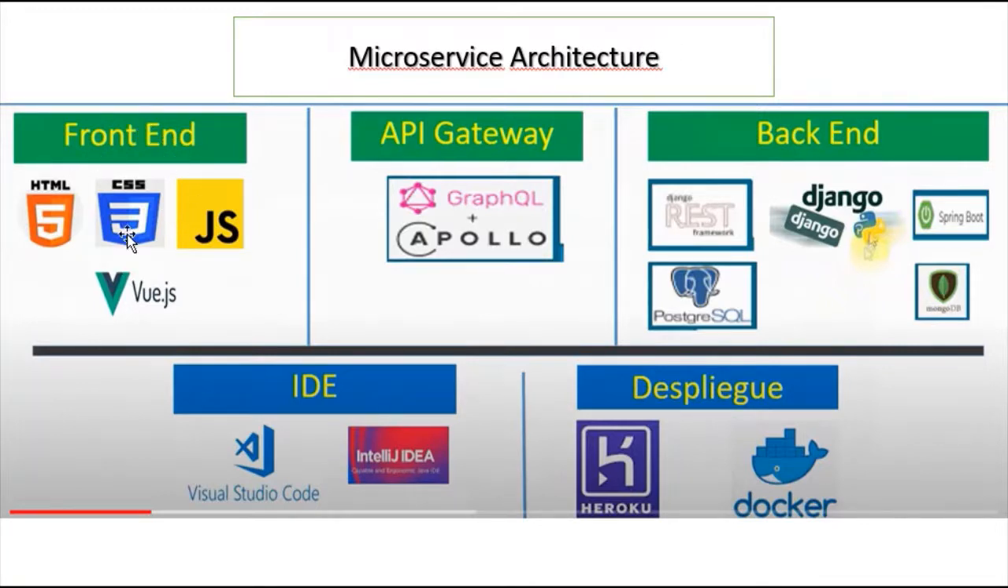Now, this slide summarizes the main technologies employed in the making of the website. The front-end technologies including HTML, CSS, JavaScript, and Vue.js. On the middle panel, the API gateway built using GraphQL and Apollo server to manage the data sources from microservices. On the right side, the backend, which consists of two microservices.